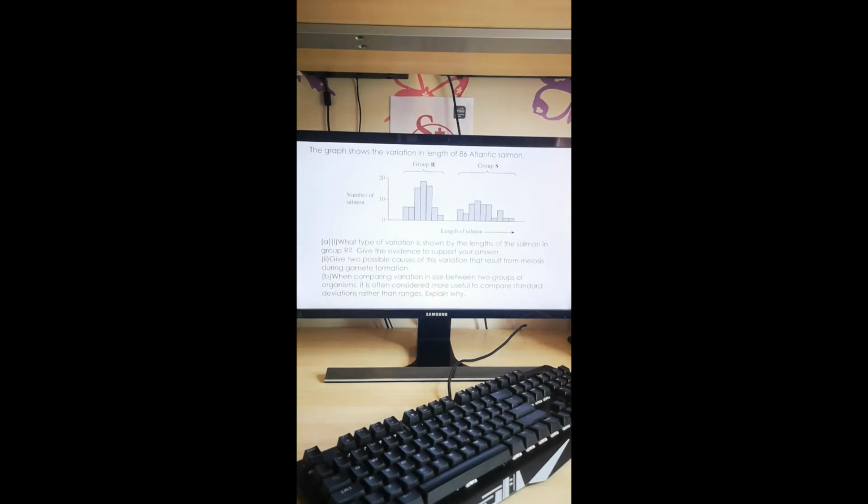When comparing variation in size between two groups of organisms, it is often considered more useful to compare standard deviation rather than ranges. So this is like a How Science Works AO3 question, very common one. So why is standard deviation better than range when you are comparing groups of data or comparing variation data?